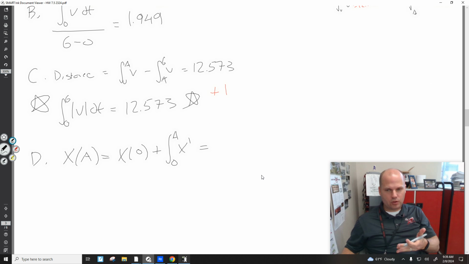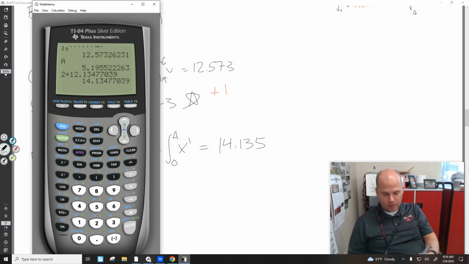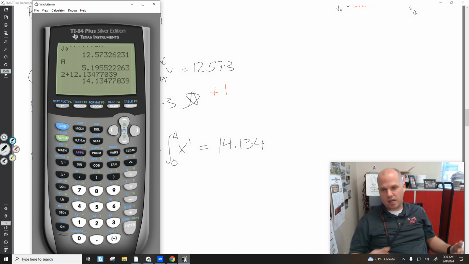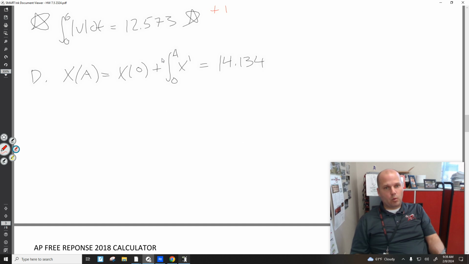This is what you have to do on these calculator problems. So you show you know how to get this. 14.134. I'll accept 14.135, but I like to truncate. You have to be accurate to 3 decimal places, whether it's rounded or truncated. Truncated means just write the first 3 decimals and you're good. This is probably worth 2 points. This is probably worth 1 point to use an integral, 1 point there.